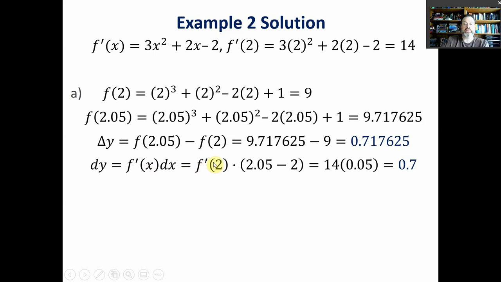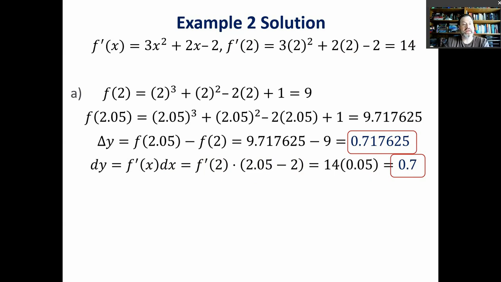So f prime of x is f prime of 2. We already found f prime of 2. It's 14. And then dx we actually have to compute, right? dx is the difference in the y-coordinates. I'm sorry, the difference in the x-coordinates. We plug in 2.05 and 2. So it's just 14 times 0.05, so we get 0.7. So if you look at these two numbers, you can see that they're pretty close, but they're really only accurate to 1 decimal place. So if you only need 1 decimal place accuracy, this would be fine.